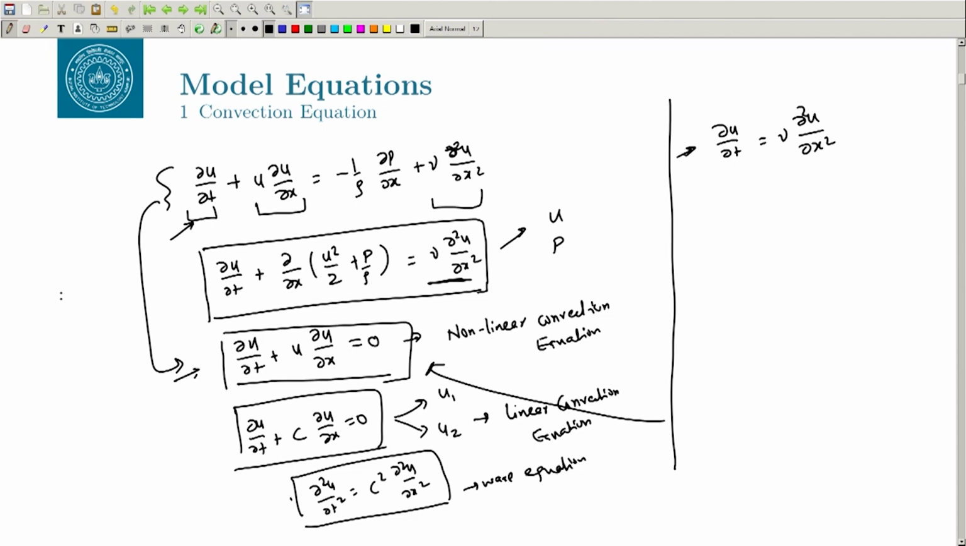What kind of equation is this? This is a parabolic equation. So, this is parabolic in time and elliptic in space. We will look at this equation separately, and we will see what role this nu plays in solving these equations. And once we have done that, this is the linear convection equation, and this is called the diffusion equation.